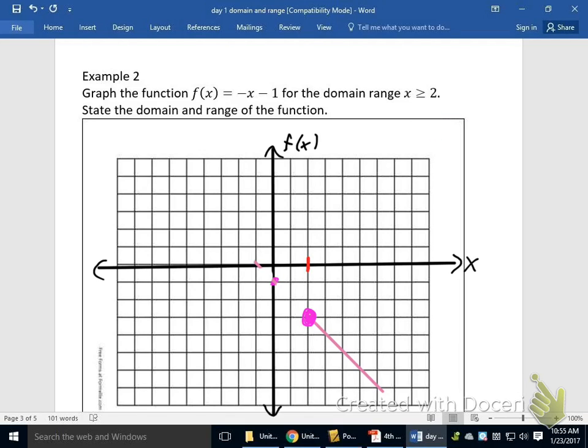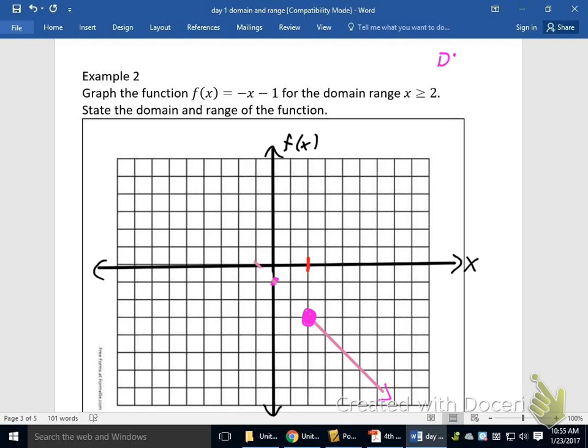So 2, negative 3 is a part of my graph, where on the previous problem, it was not a part of my graph. So I've got points like 2, negative 3, 3, negative 4, 4, negative 5, and so on forever. Now I'm going to state the domain and range for this problem.